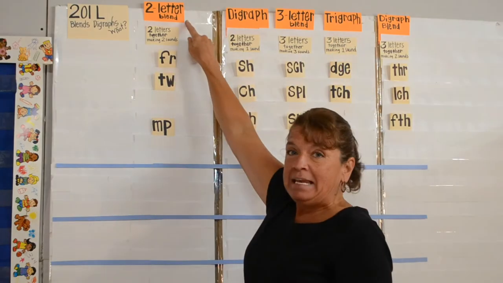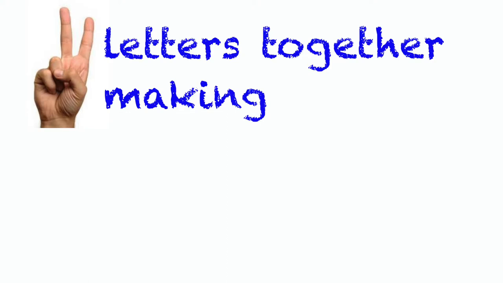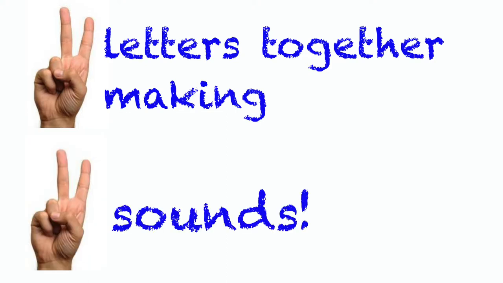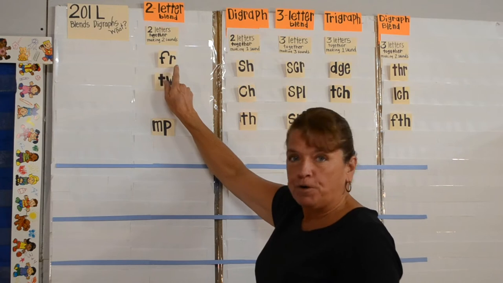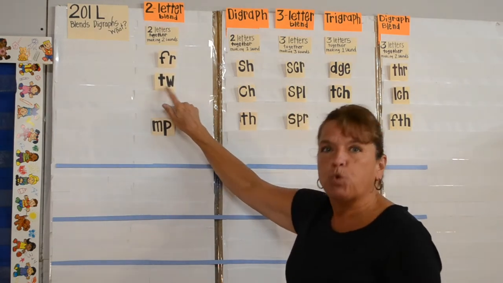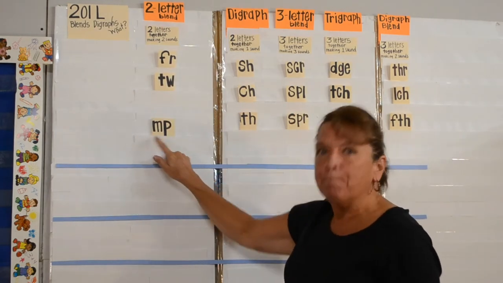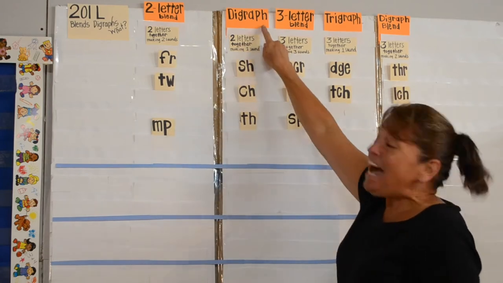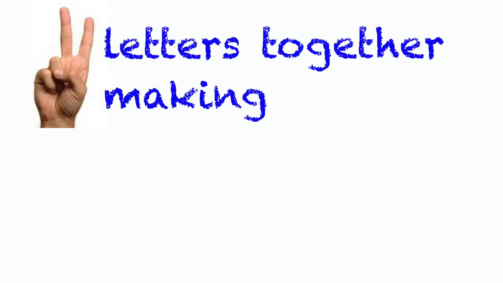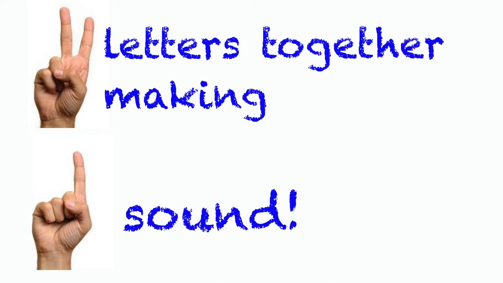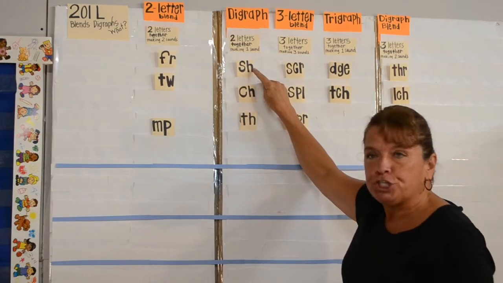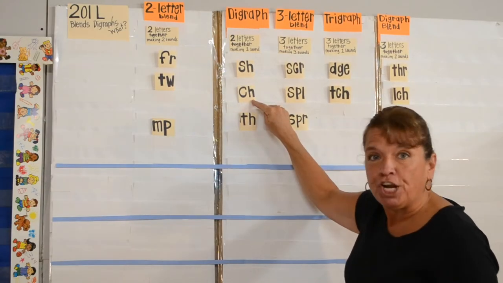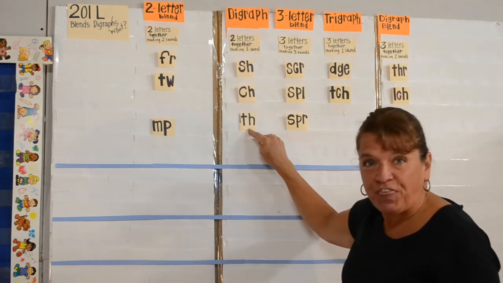The two-letter blend is two letters together making two sounds. Fr, fur. Tw, twa. Mp, mp. The digraph is two letters together making one sound. SH, sh, CH, ch, TH, th.